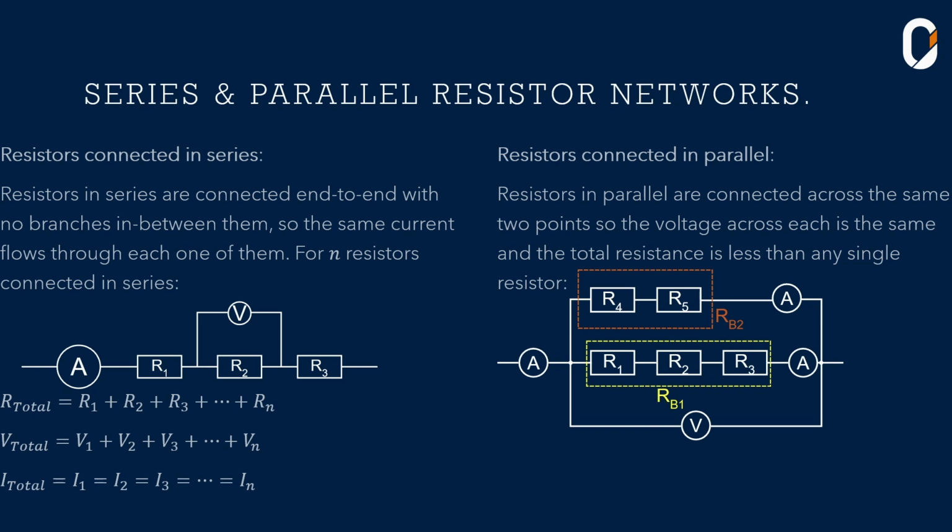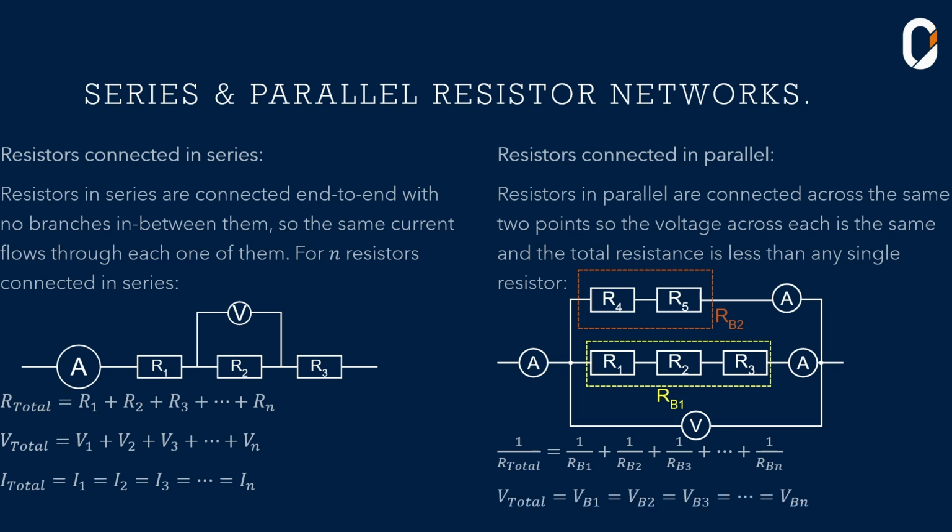If you look closely, you will see that we have two main branches, branch 1 in yellow and branch 2 in red. The resistors in branch 1 are in series, and again the resistors in branch 2 are in series. But branch 1 is in parallel with branch 2 because there are branches in between those resistors. And we know that for resistors connected in parallel, 1 over R total is equal to 1 over RB1 plus 1 over RB2 plus 1 over RB3 up until 1 over RBn.